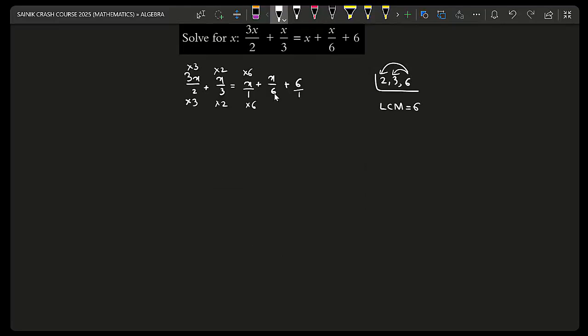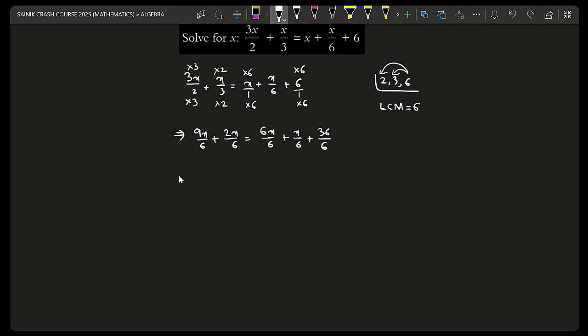If you want, you can write 1 into 1. So for 1, I want to make it 6 into 6 into 6. Now we can simplify this. 3x into 3 is 9x by 6, plus 2x by 6 is equal to 6x by 6 plus x by 6 plus 36 by 6.